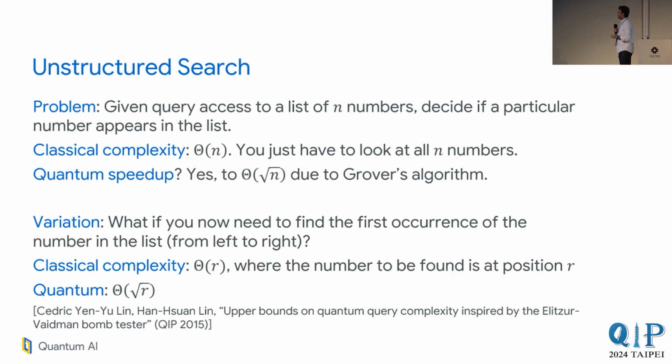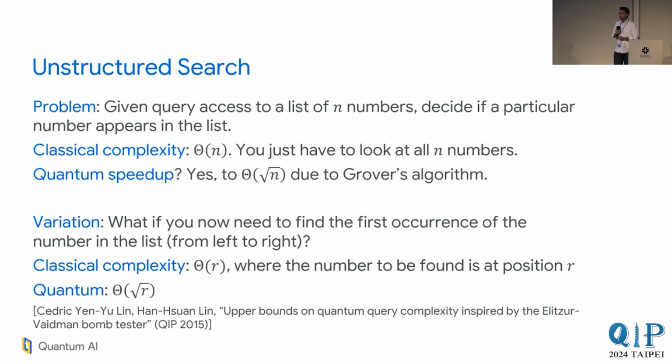And you want an algorithm that's faster when r is closer to the left-hand side. The classical algorithm has this nice property, right? If the number you're looking for is at the first position, you'll just make one query. You won't make n queries. And so you want a quantum algorithm that has the same property: if the number appears close to the left, it's square root of that number. Of course, in the worst case, it might appear all the way to the right. Then you would take root n, just like in Grover's algorithm. So you can achieve this.